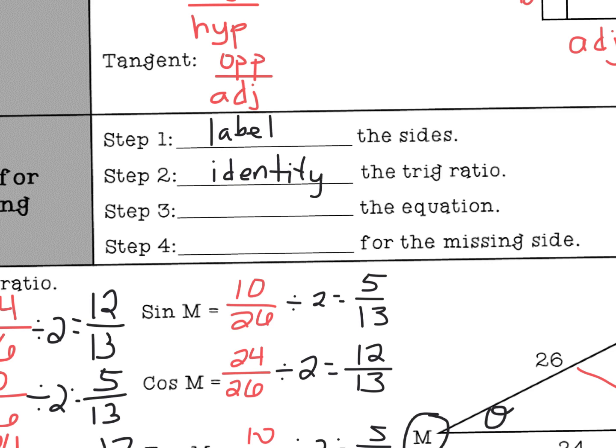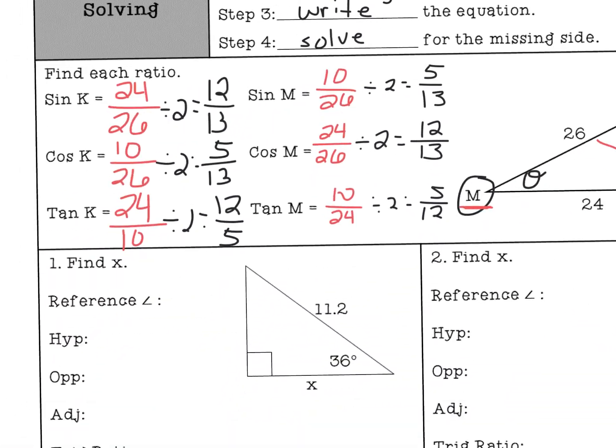Solve the equation. What do you have to do before you solve? Calculate. You've got to prepare it. You've got to write it. So we have to write the equation. And then what's always the last step? Solve. Yep. So we're still following those same steps that we did for those two triangles over there. Label, identify, write, and solve. So let's try it.